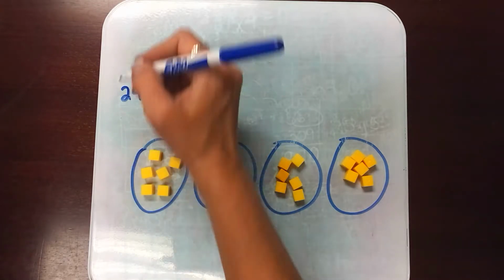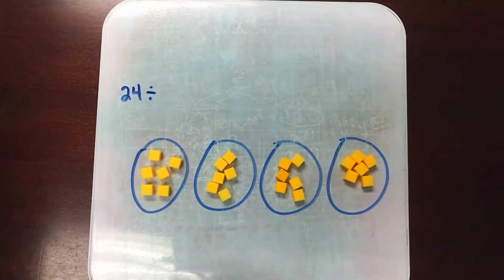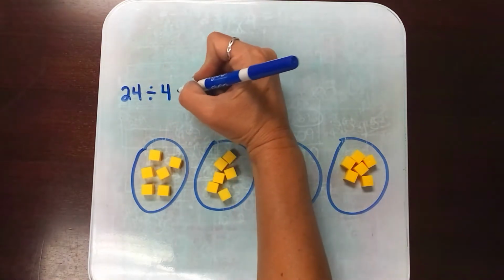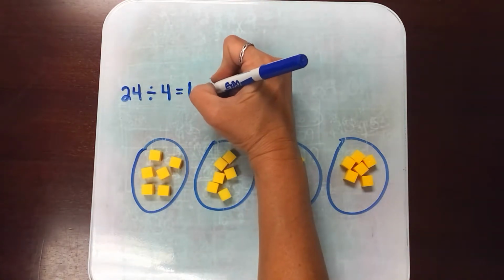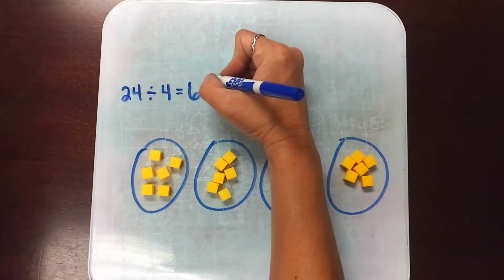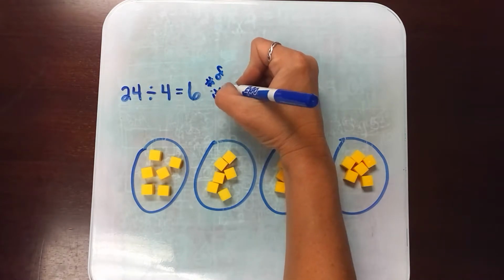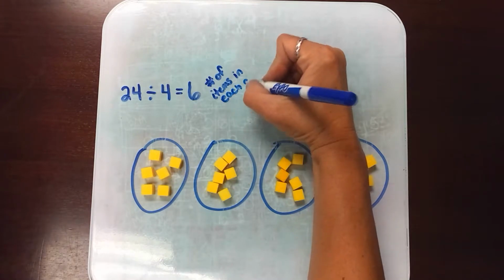So what I did here was I did 24 divided by 4, and divided by means that I'm separating things into equal sets or equal groups. I knew how many groups I had, but I did not know how many apples were going to go in each group. So in this scenario that I gave students, they were looking for the number of items in each group.